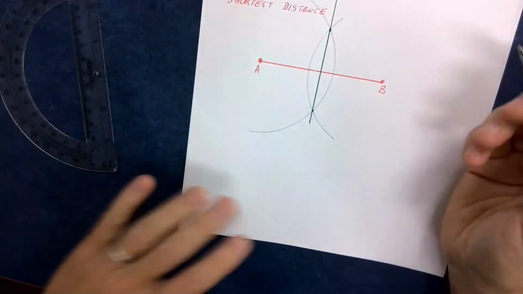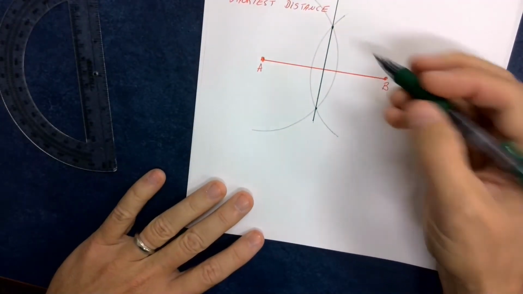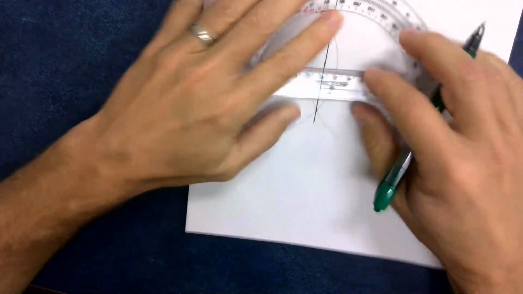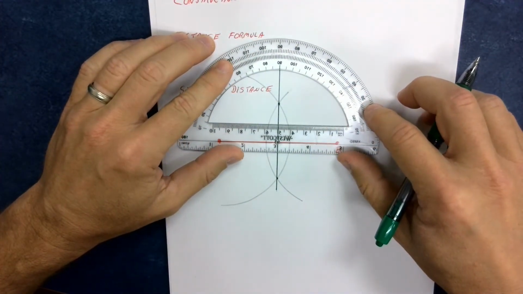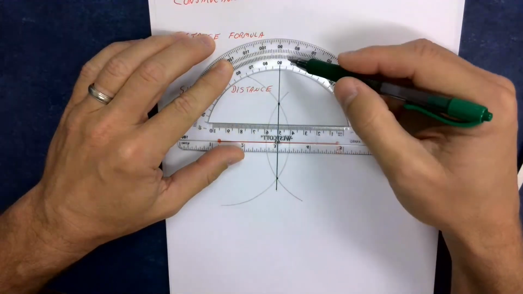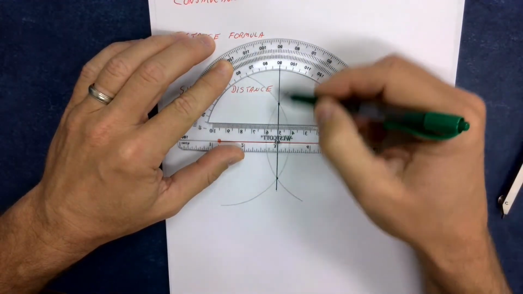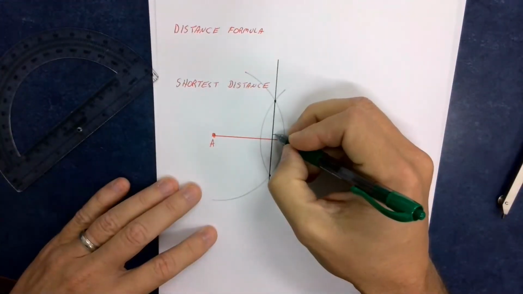And look at that. If I measured this angle right now, which again I'm not allowed to do with a construction, but I can do it to check afterwards. Do you see? Look, it's 90 degrees. So that means that those are perpendicular.